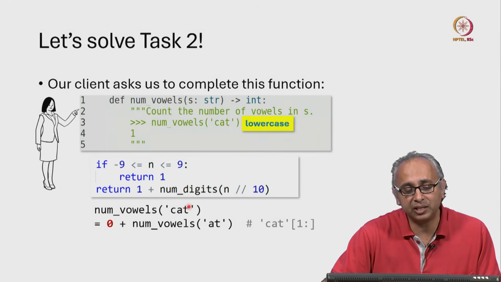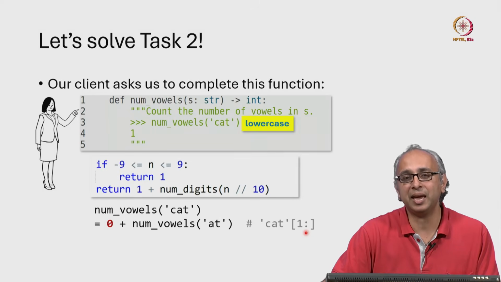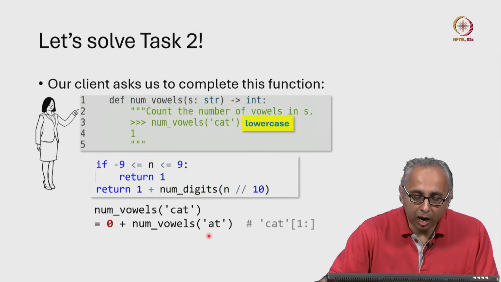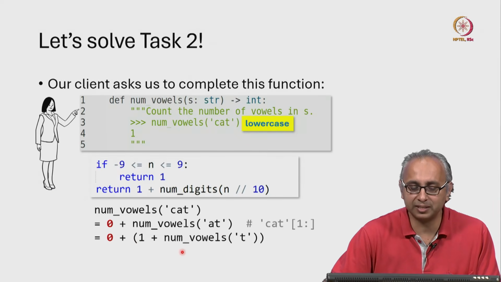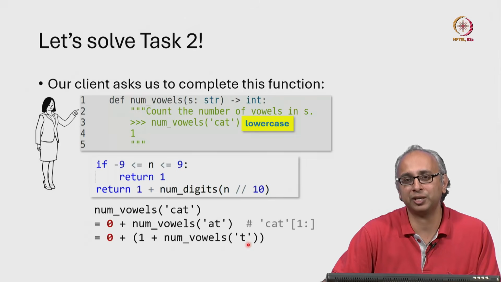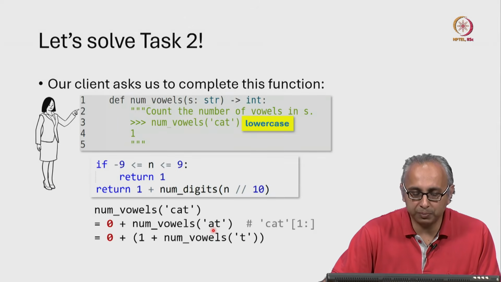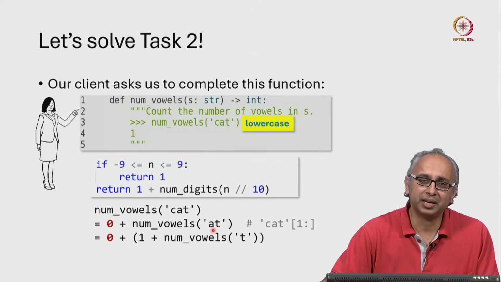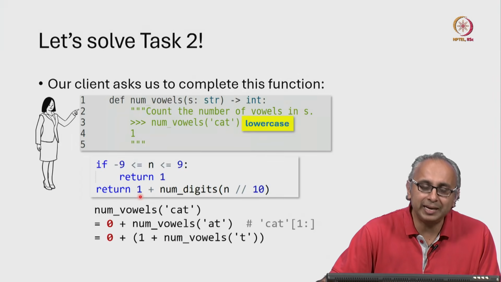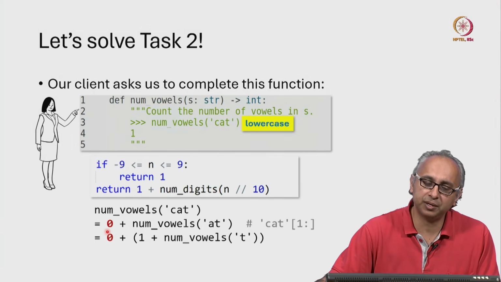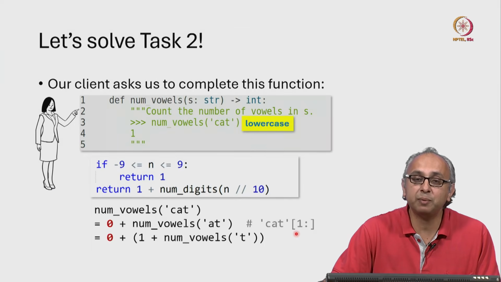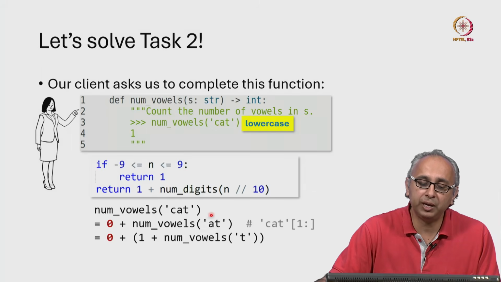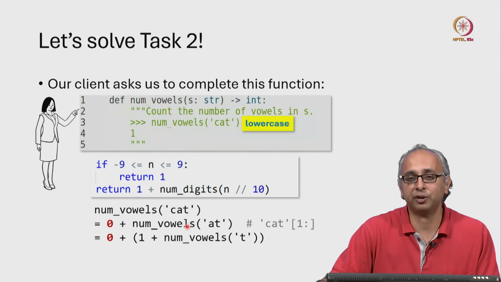And at we can calculate from cat by simply slicing it, starting at index 1 up to the end of the string. Now, how many vowels are there in at? Well, that is 1 plus the number of vowels in the rest of the string, the slice. That's because little a is a lowercase vowel. So instead of blindly adding 1, we will sometimes have to add 0 and sometimes we will have to add 1. So we'll have to write our code a little bit carefully. And then we can make use of the slicing idea when we recursively call the function.